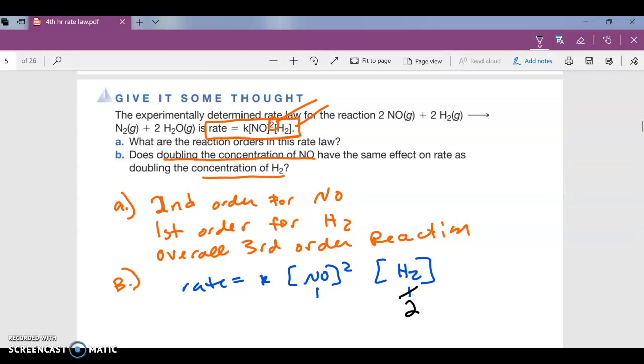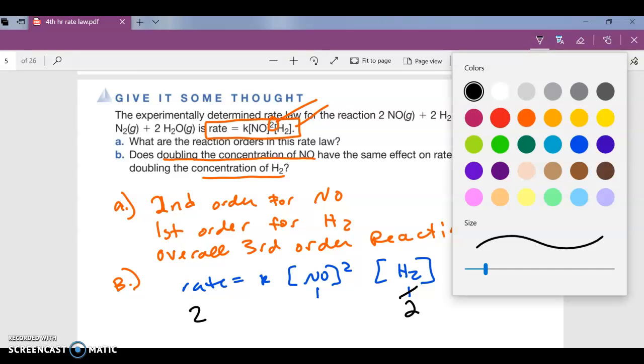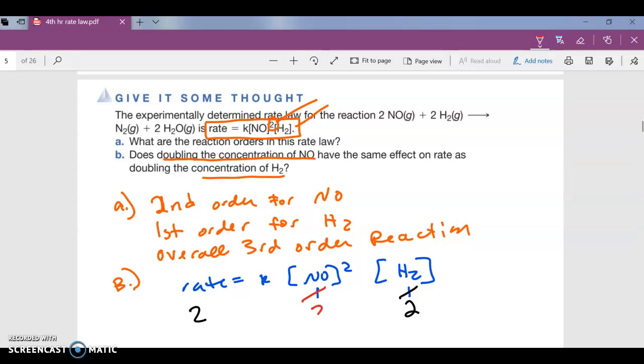If I put a 2 here with H2, that'll double the rate of the reaction. But if I put a 2 here in place of NO, it'll do 2 to the second. That'll quadruple the rate of the reaction. So my answer to this part is no. It does not have the same effect. And I know that because the rate law tells me so.